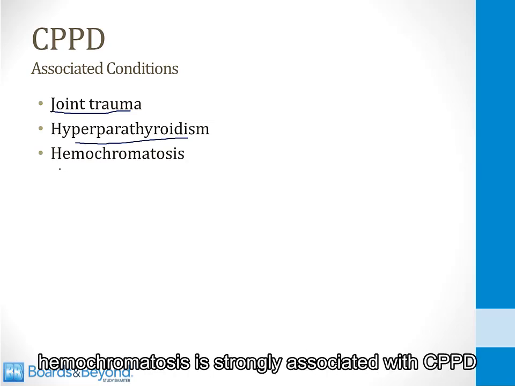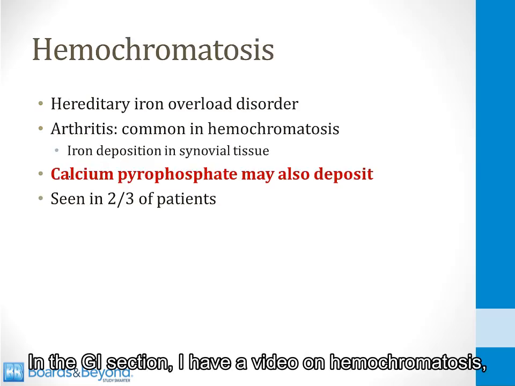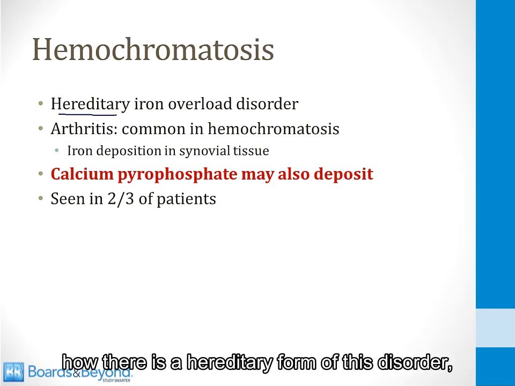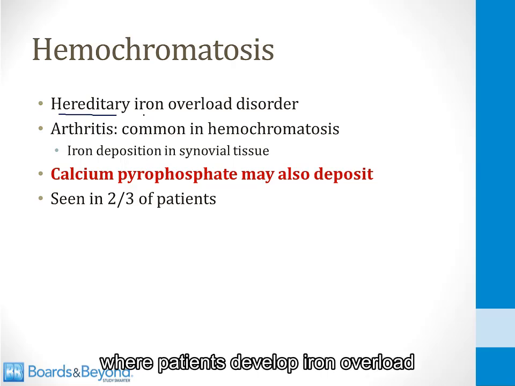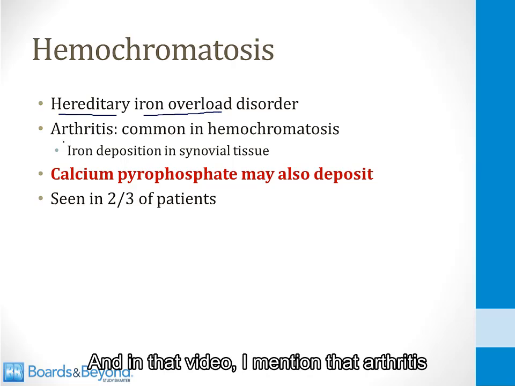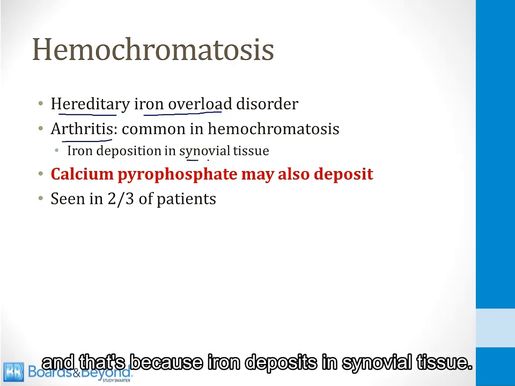And then finally, hemochromatosis is strongly associated with CPPD, and this is a little bit confusing, so let's talk about this now. In the GI section, I have a video on hemochromatosis, and in that video I talk about how there is a hereditary form of this disorder where patients develop iron overload in a number of tissue beds. And in that video I mentioned that arthritis is common in hemochromatosis, and that's because iron deposits in synovial tissue.